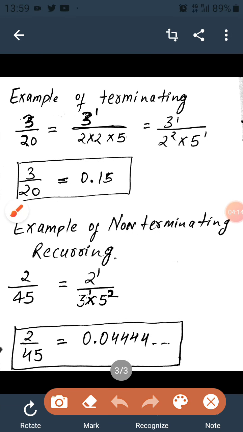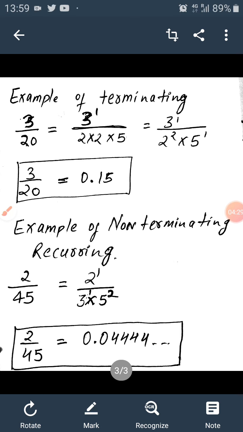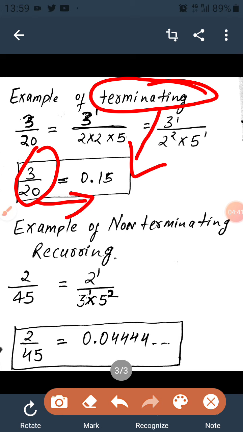For non-terminating, you can see here the value of 2 by 45 is 0.0444 and so on. Therefore, it is non-terminating. And for terminating, terminating means the value which can be stopped. So the expansion of 3 by 20 is 0.15 and after 5 it is stopped. Therefore, it is a terminating expansion.